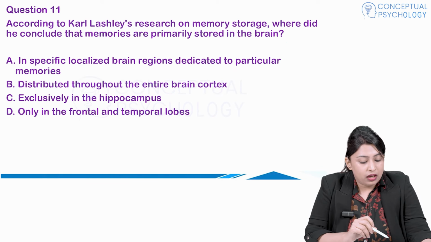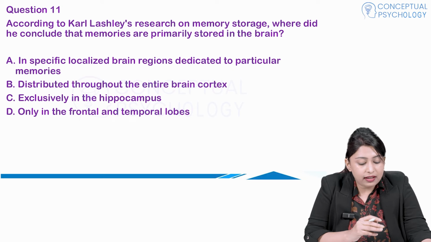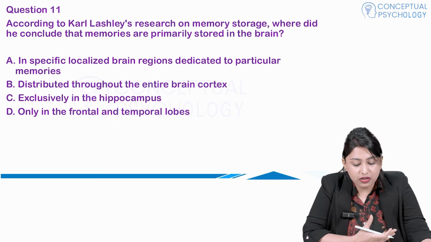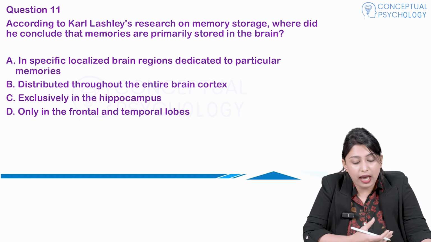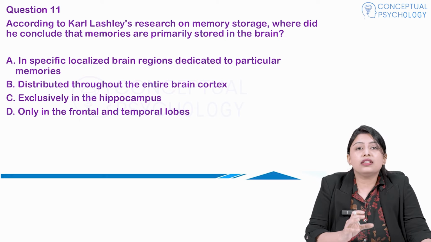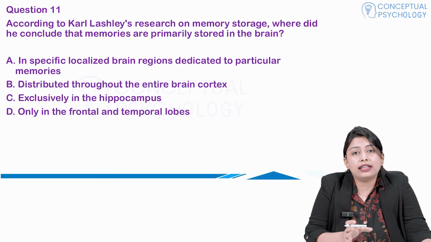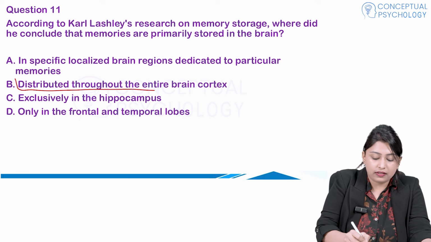Next question. According to Karl Lashley's research on memory storage, where did he conclude that memories are primarily stored in the brain? A. In specific localized brain regions which are dedicated to particular memories. B. Distributed throughout the entire brain cortex. C. Exclusively in the hippocampus. Or D. Only in the frontal and temporal lobes. Lashley concluded that memories are distributed throughout the entire brain cortex.